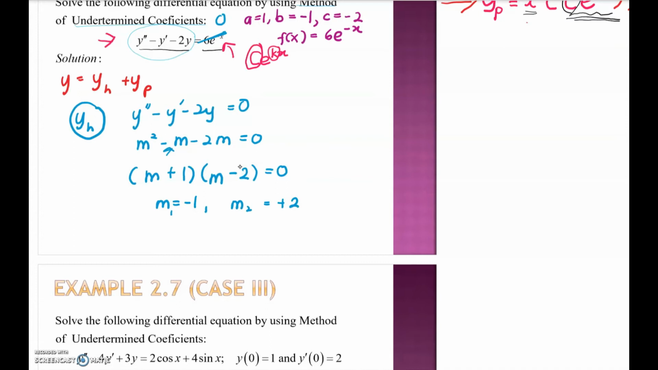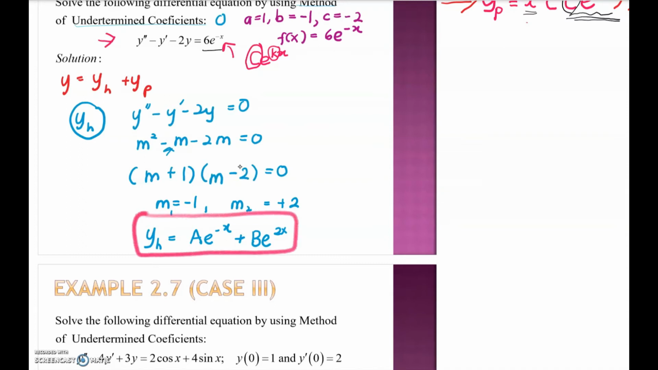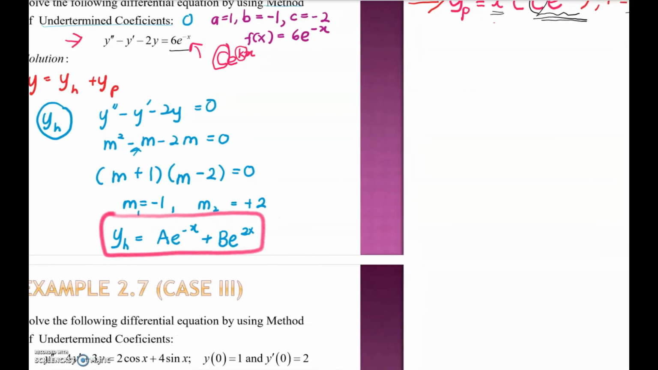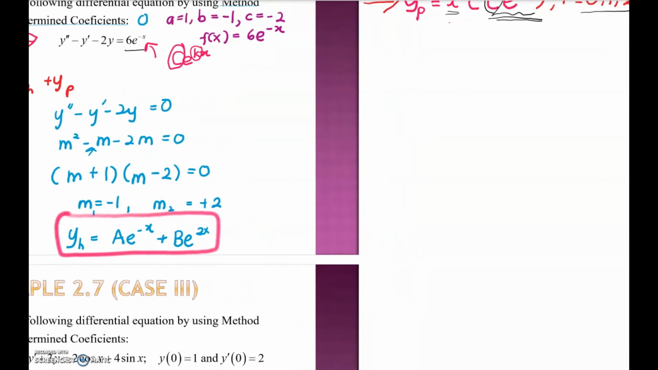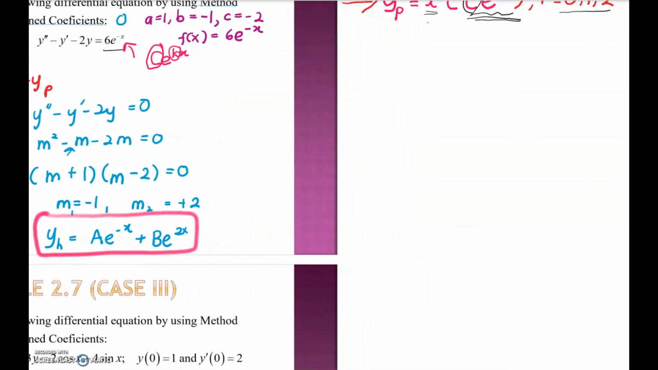So I have two different roots, so my yh is Ae^(-x) plus Be^(2x). Alright, so let's see that this is the correct solution of yh. I hope that I didn't make any mistake in finding the roots as well as writing down my yh.